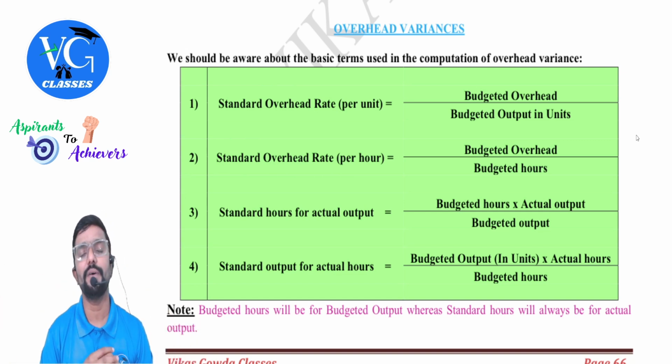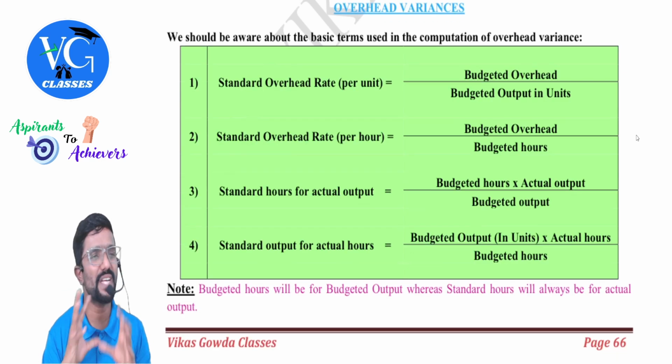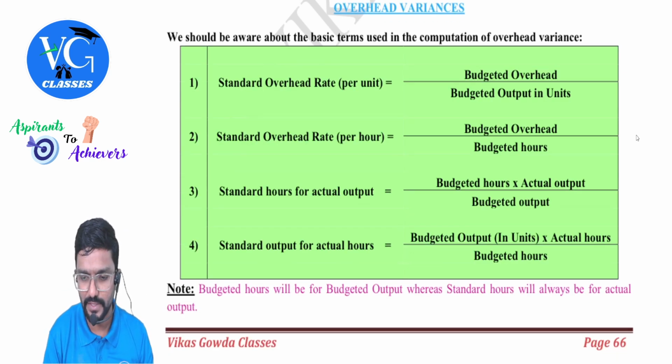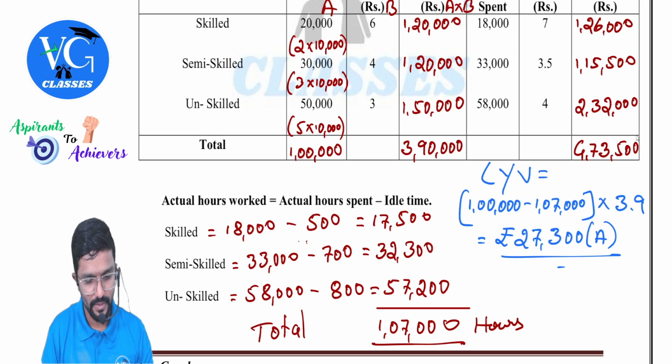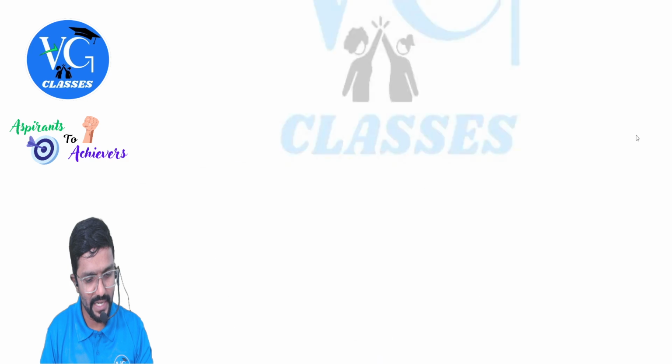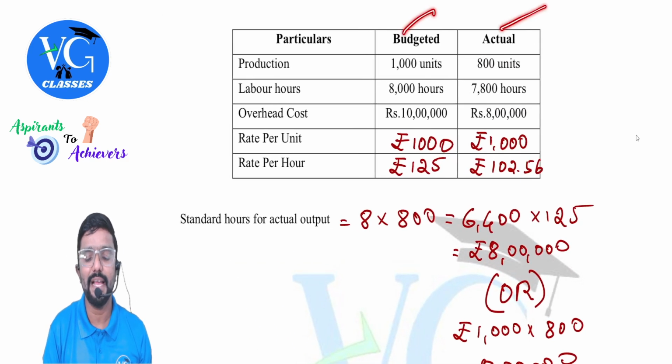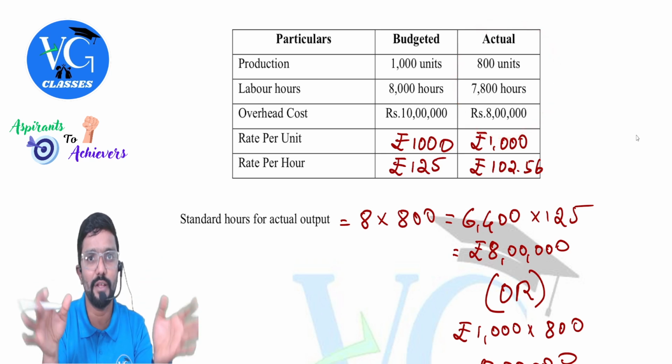But before we learn the overhead variances, sir, we should know how to calculate a few rates. How is it, sir? Simple. Guys, I will try to explain with this example. Here they will use the word budgeted, so please be careful. Listen, guys. They will give budgeted data and actual data. Budgeted is nothing but your target, which they have set at the beginning of the period. Actual is what you have achieved or exceeded.